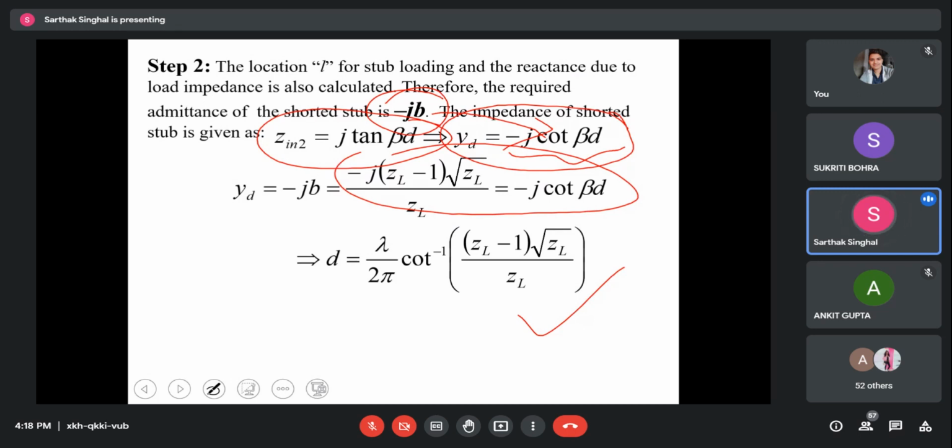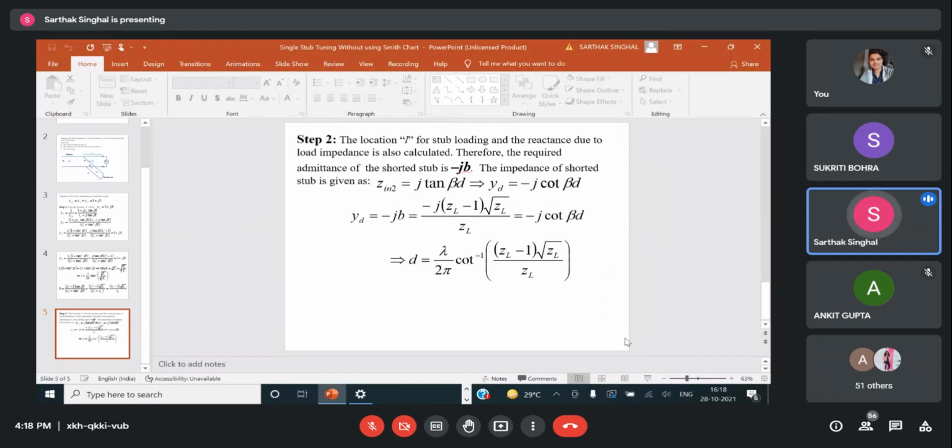Is it clear? Okay. So this was the first method of calculating the location L and the length of the stub. One assigned question is left for you. Now try to derive the values of length L and D for an open circuited stub. We have done the shorted. Now you have to do it for the open.